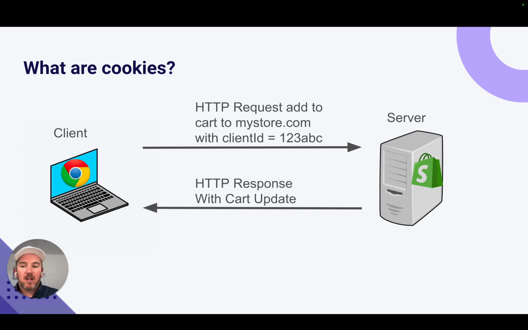So the client, Jake, goes to the website and adds the item to the cart. That HTTP request is sent over to the server. The server says, yes, client ID 123ABC, I see that you've added something to the cart, and it responds with the cart update. In the case of Shopify, this is all happening with Ajax, so it's not a full postback. That doesn't matter, right? What matters is the client ID is being shared between the client and the server, so that when the server renders an experience for this client, it remembers that they have this item in their cart.